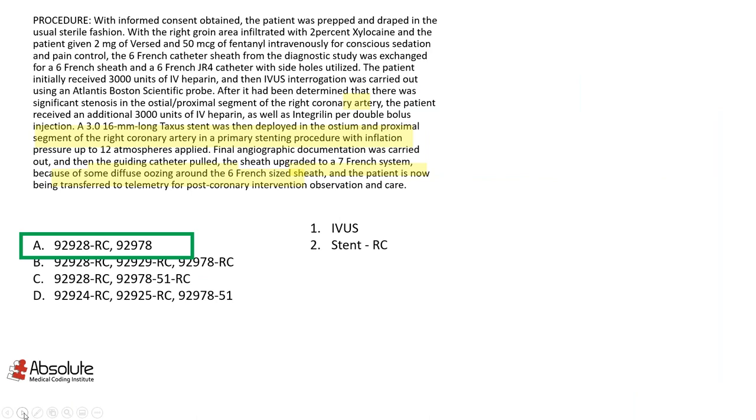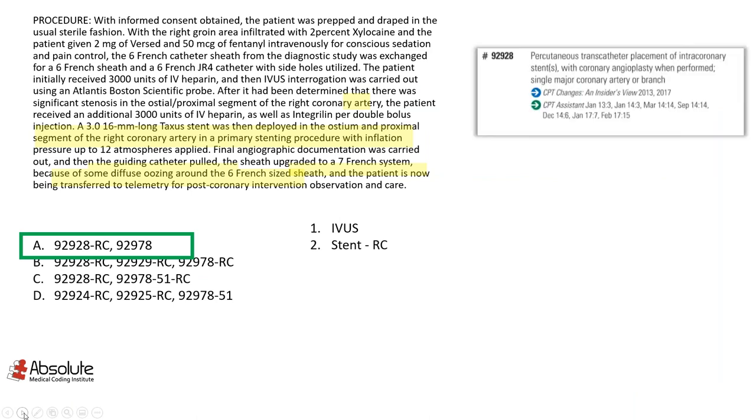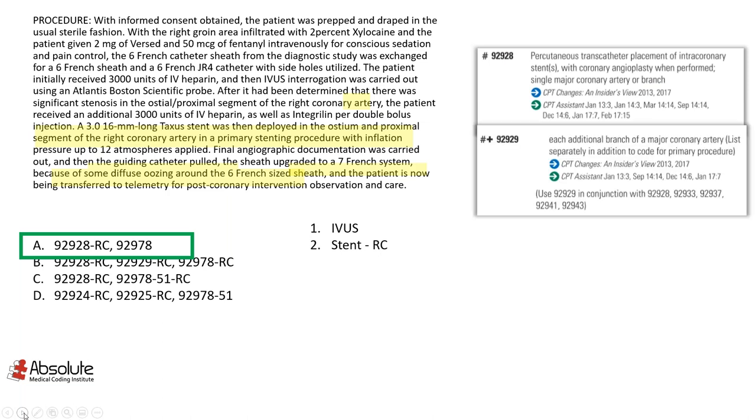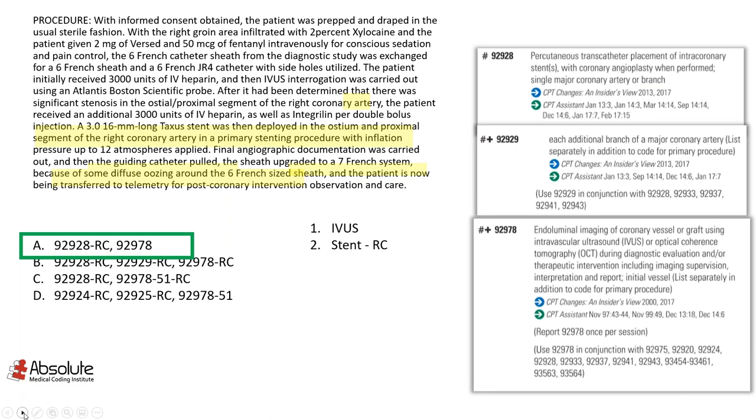Let's look at the IVUS. I'm sorry, let's look at the stent first. 92928, as we've seen repeatedly tonight, is placement of intracoronary stent or stents. How many stents got placed here, coders? Right, we did one stent.